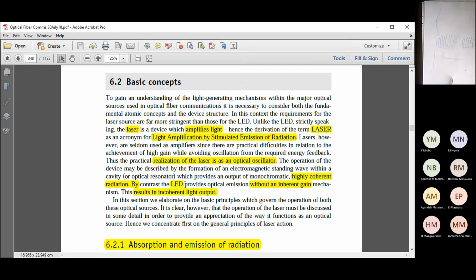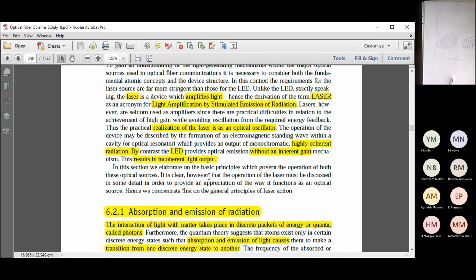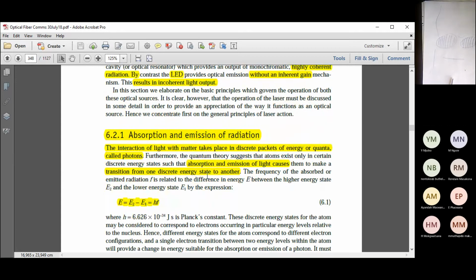By contrast, the LED provides incoherent gain. It's not coherent. Incoherent is these waves that are out of shape, out of sync, and out of frequency. Remember, I've given you the picture on the camera now. Right, absorption and emission radiation. You must know this formula. The optical energy equals HF. H is Planck's constant. You must know it in your head.